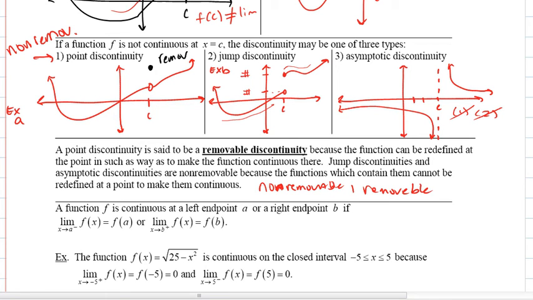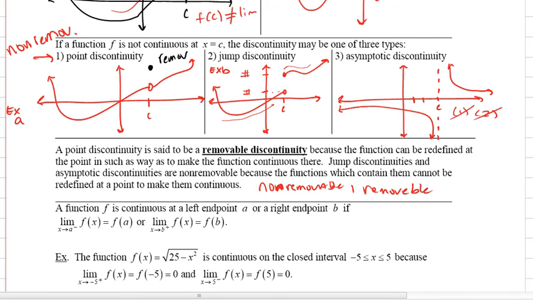To put it simply, a removable discontinuity is when you have a graph that has an open hole, but you plug it in somewhere else above it or below it. A non-removable discontinuity would mean that there is no other point to plug in that dot.